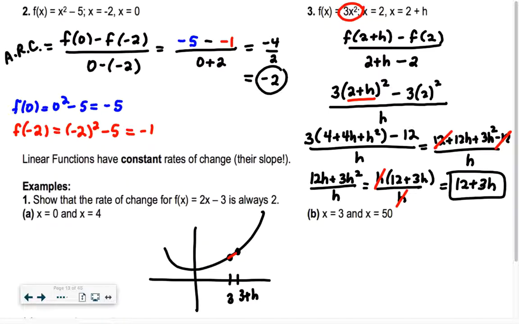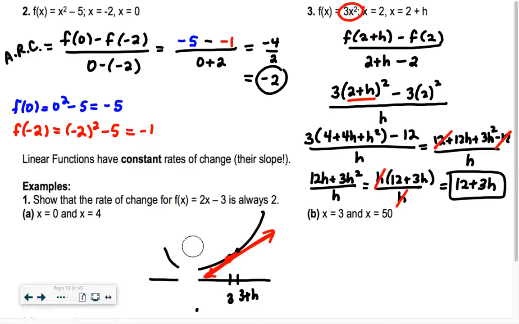What would our final answer be if h was 0? Look at the 12 plus 3h. What would we get if h was 0? 12. That would be the slope at a single point. So at 3, or in 2 for the last example, that would be the slope of the tangent line. Okay, so we do this a lot in AP Calc.